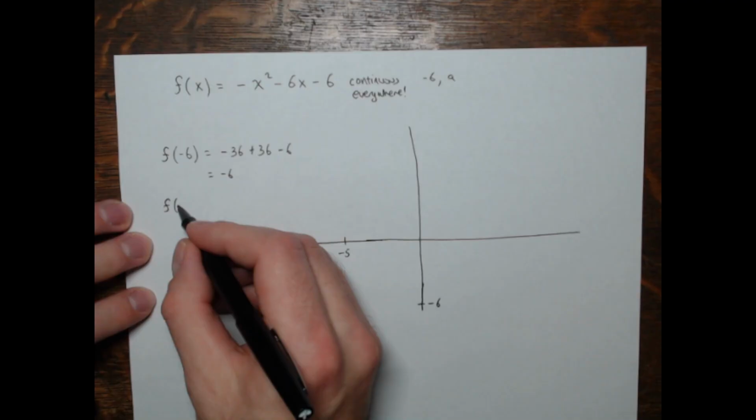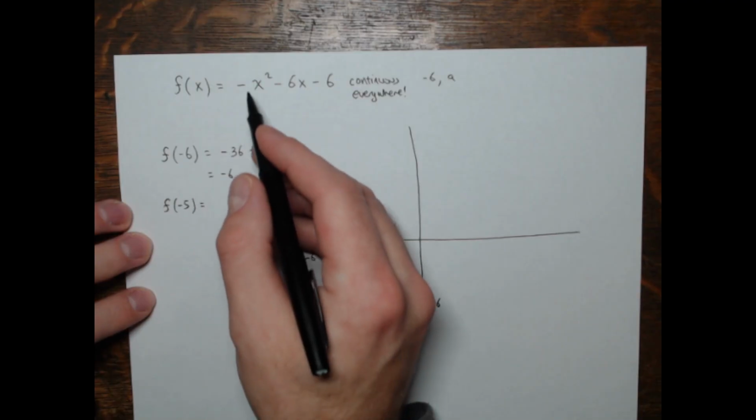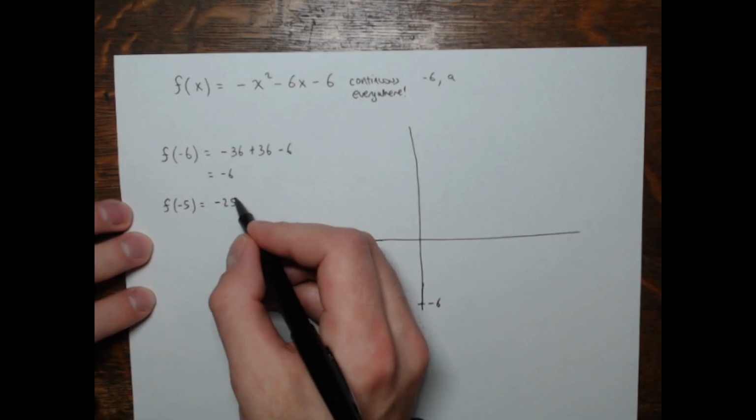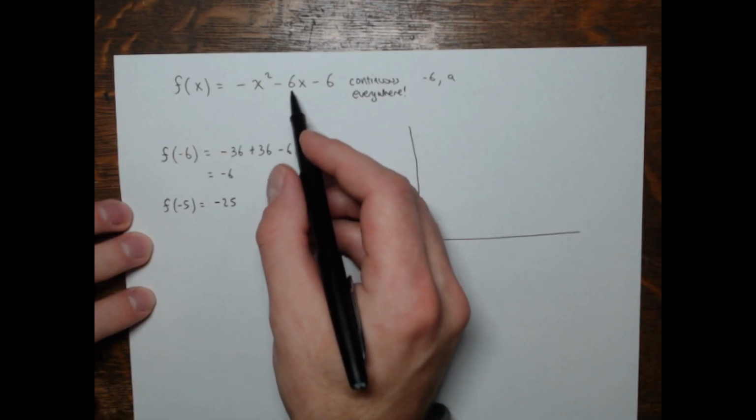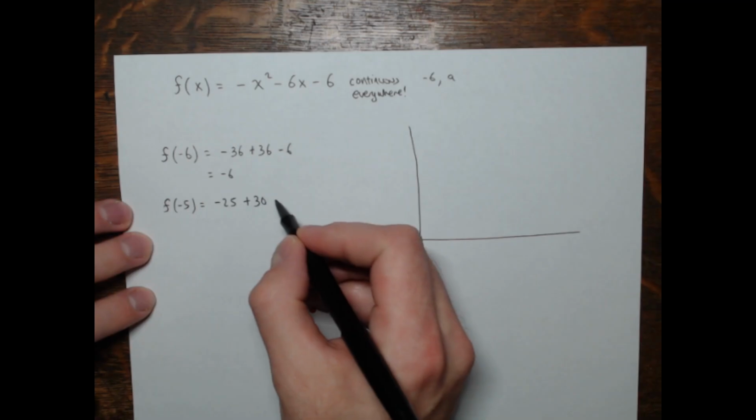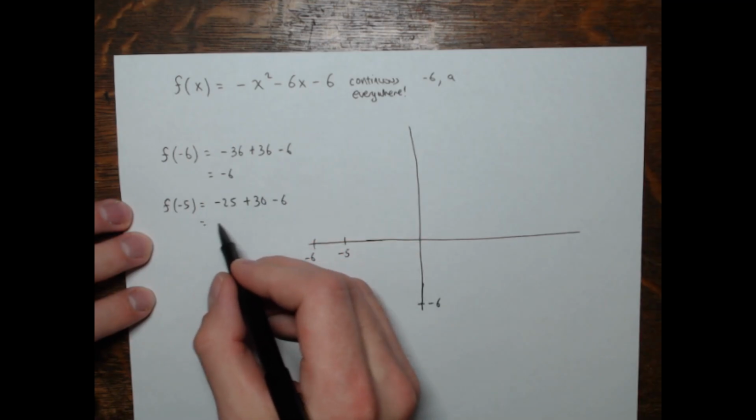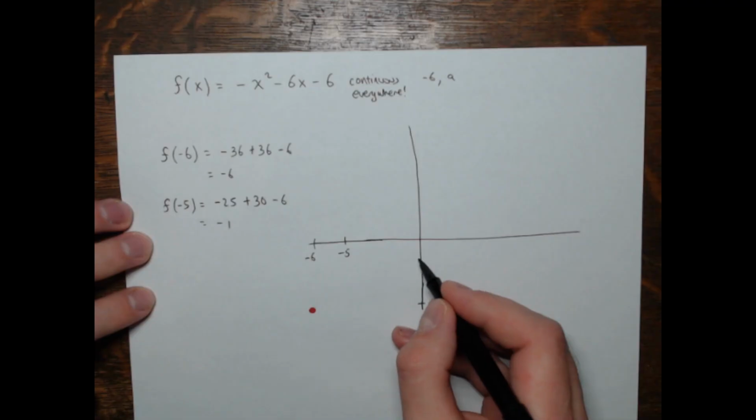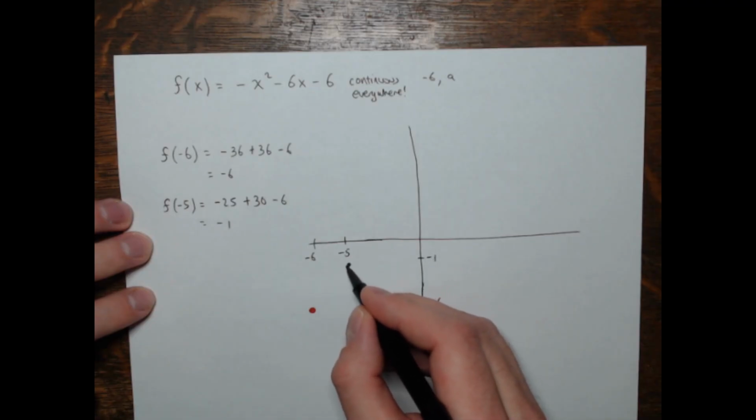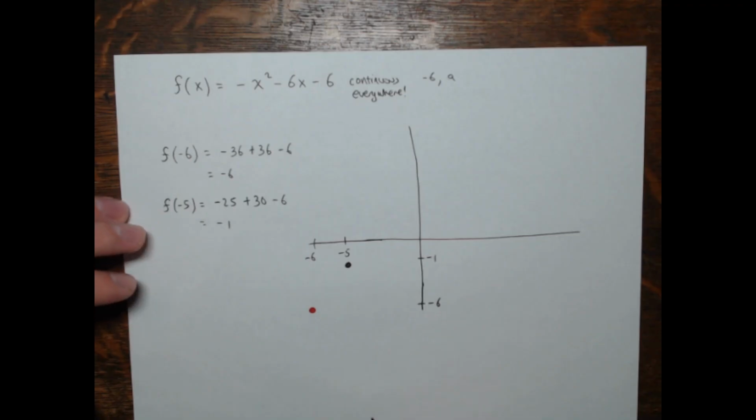So what's f at negative 5? It'll be the opposite of 25, and then, when x is negative 5, this would be plus 30, and then minus 6. So that's 5 minus 6, that's negative 1. So negative 5, negative 1. I'm not there yet. All right, there's that point.